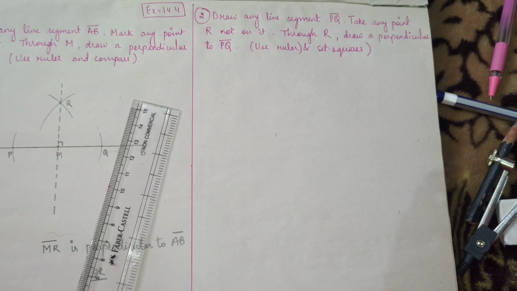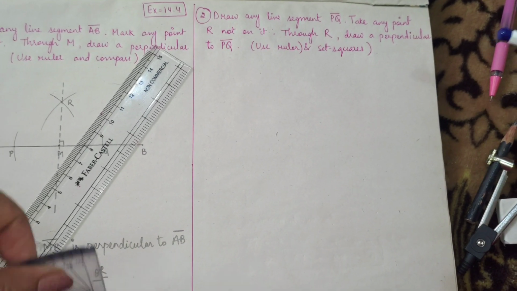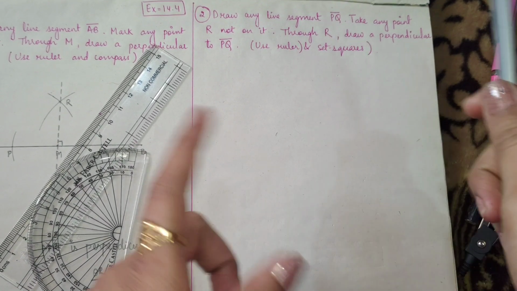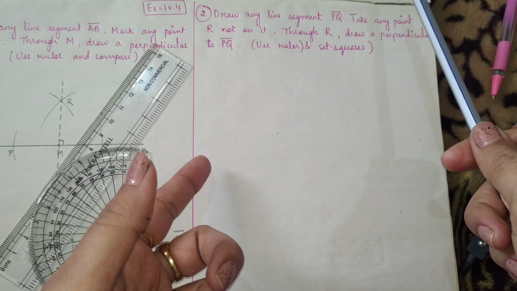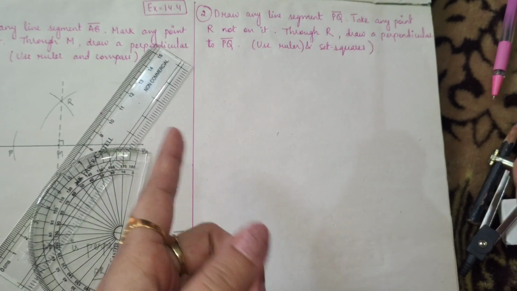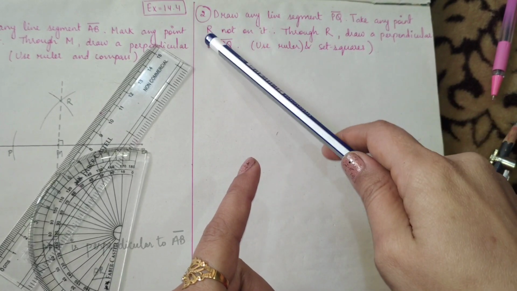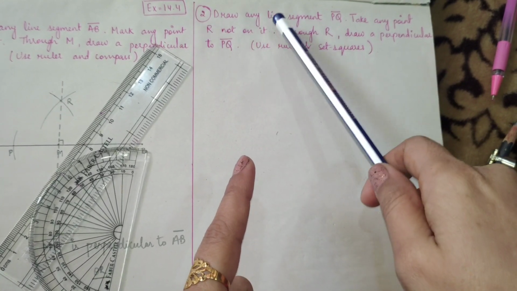Now let's move on to question 2. Let's read it first. Draw any line segment PQ. Again, you need to draw a line segment and name it PQ. Then take any point R but not on it.